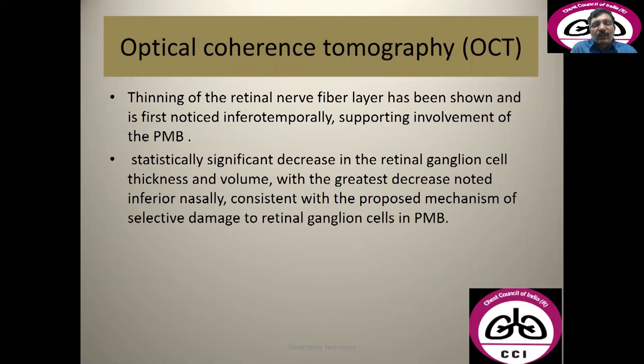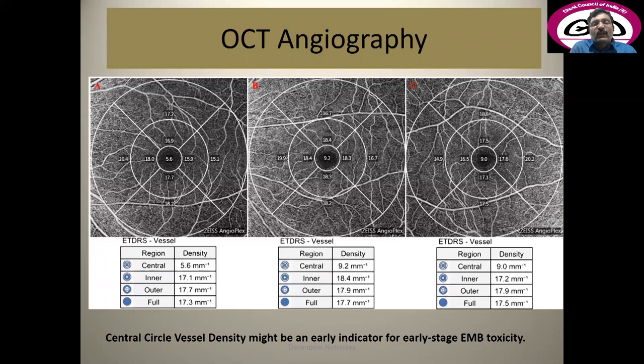The thinning of the retinal nerve fiber or the ganglion cell layer typically correlates with the affecting of the papillomacular bundle. For example, the inferotemporal quadrant of the retinal nerve fiber will typically be affected, which in turn corresponds to papillomacular bundle involvement. Retinal ganglion cell inferonasal involvement also typically correlates with involvement of the papillomacular bundle. Another non-invasive tool which helps in detecting early ethambutol toxicity is OCT angiography, or optical coherence tomography angiography.